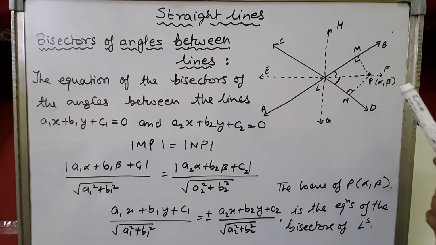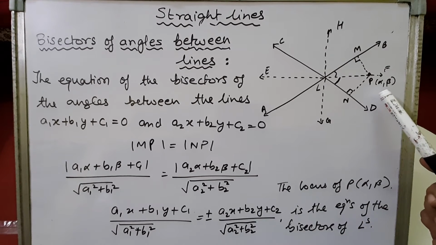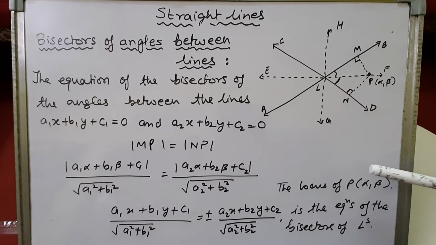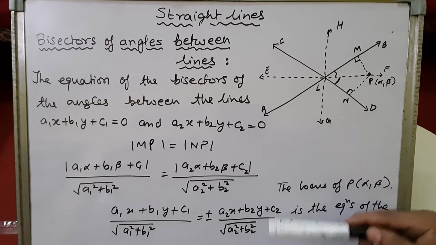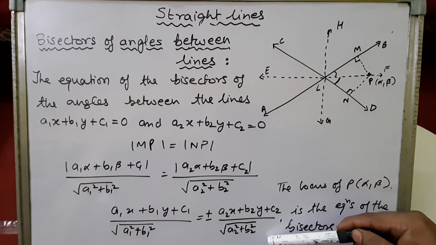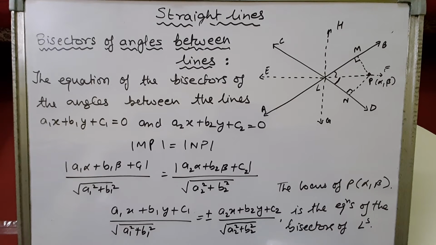Now if we have to find the locus of the point P, in place of the particular point we put the general values x, y, and we remove the modulus with plus minus. So the equation of the angle bisectors between the lines will be a1x plus b1y plus c1 upon under root a1 square plus b1 square equals plus minus a2x plus b2y plus c2 upon under root a2 square plus b2 square. Right. So this is the equation of the bisectors of the angle between the lines. Please note.